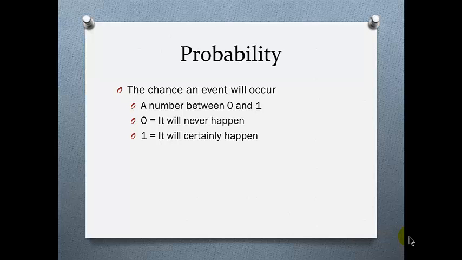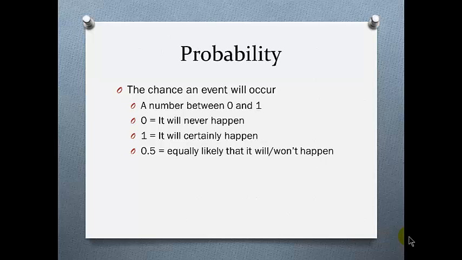Now, on the opposite end is a 1. It's something that will certainly happen. The probability that the sun will come out tomorrow is 1. It's guaranteed to happen. And then in the middle would be 0.5. And that's equally likely that it will happen or it won't happen. We're at a 50-50 split.